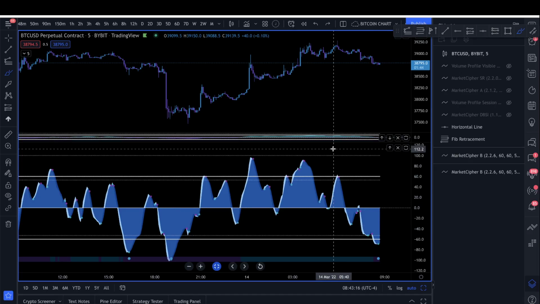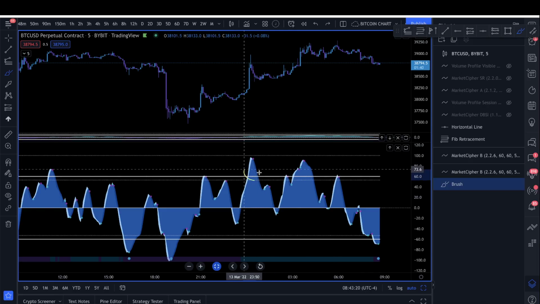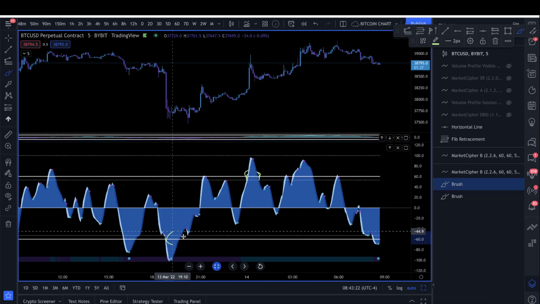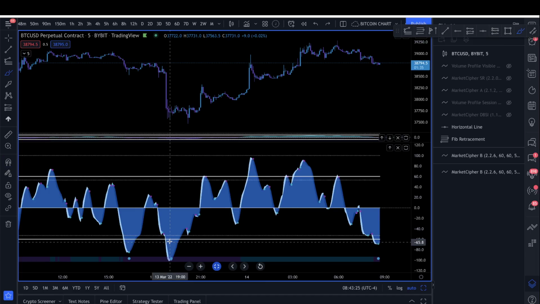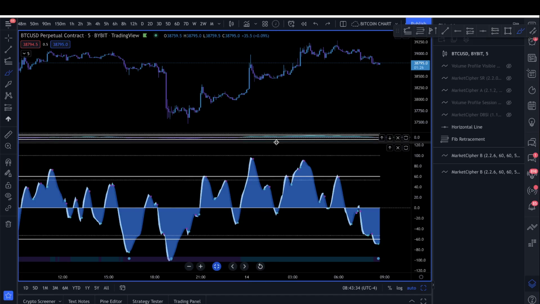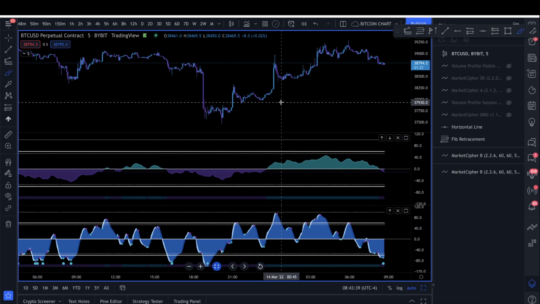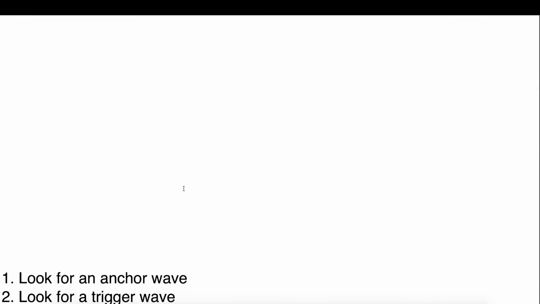So step number 1 is simply identifying a wave that either comes above this 60 line or below this -60 line. We don't even consider entering a trade using this strategy unless we see an anchor wave. Now, when we see that anchor wave, we simply take note of it and say, there's the potential here that soon I will be entering into a trade. So the second thing we look for after we see that anchor wave is a trigger wave. What is a trigger wave?